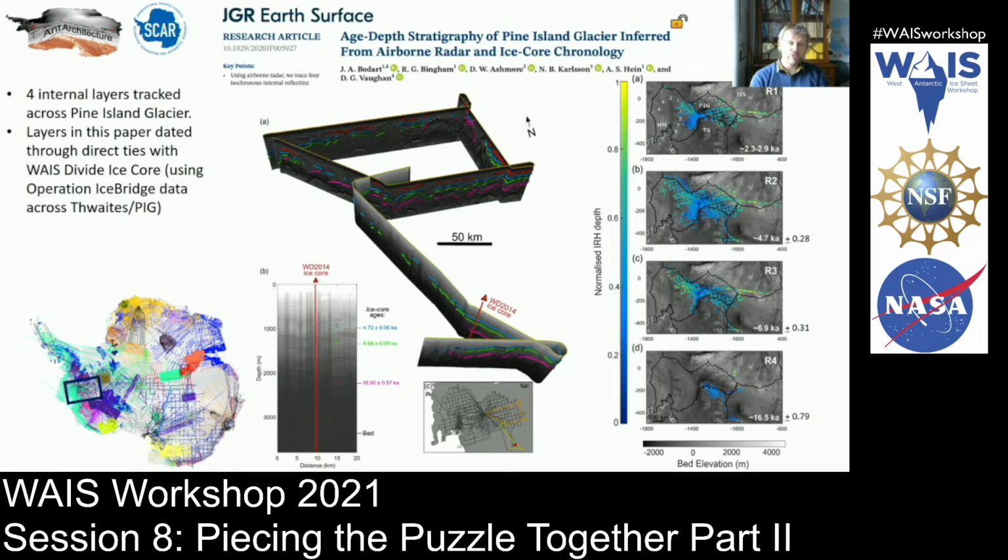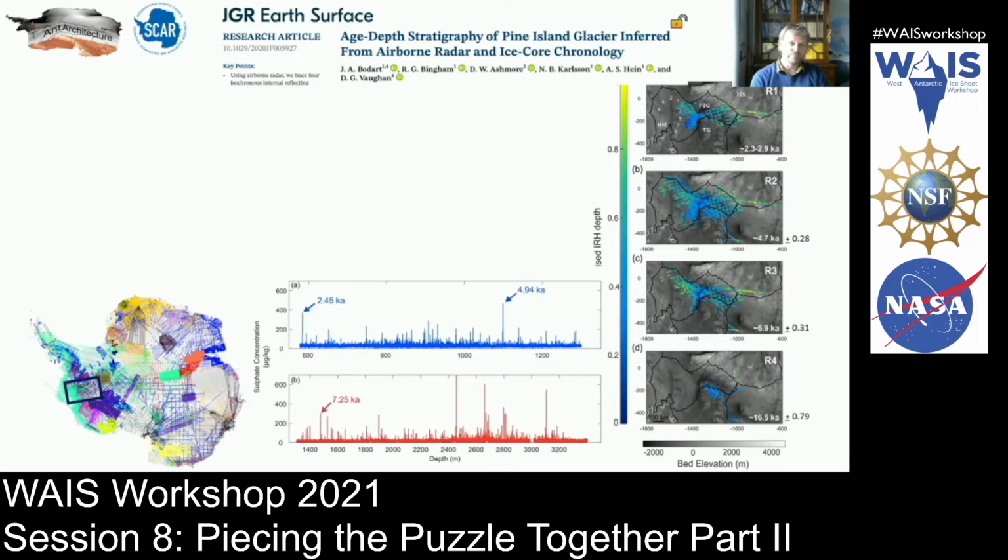So in this project, we found 4 internal layers across Pine Island Glacier that we could trace over large areas. There are many more, of course. And as I've just said, we dated those by direct ties with WAIS Divide ice core.